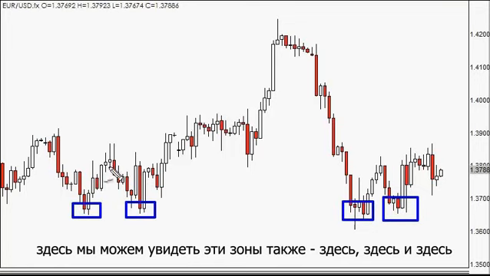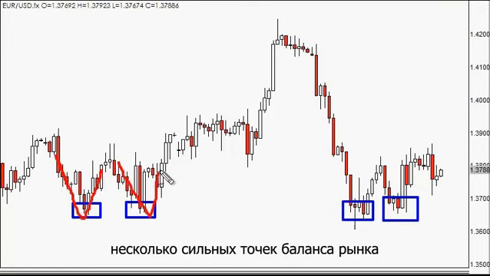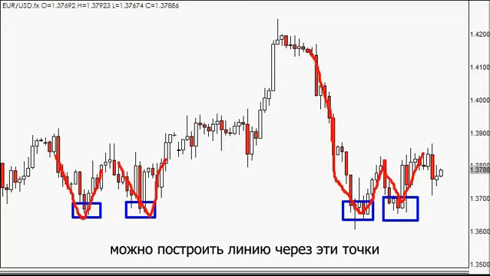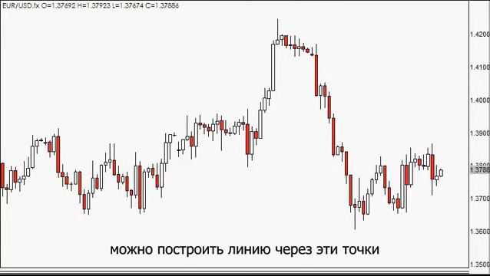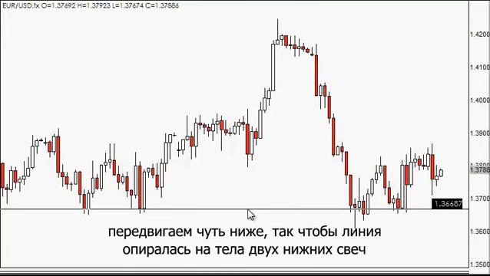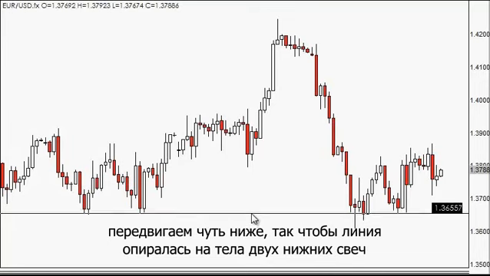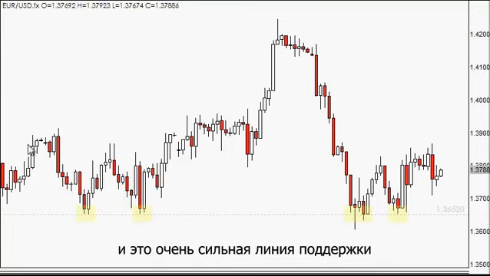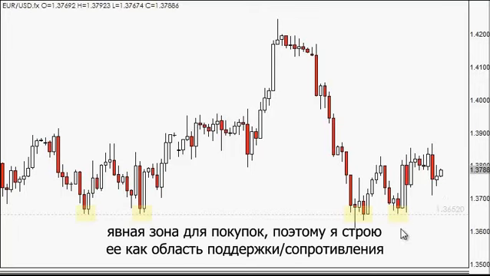Some nice, strong bounces. You can see this one's a very strong one. Starts up here, bounces away nice and strongly. These all kind of line up, so we'll throw a line there. We could move it down a bit so it rests on the bodies of these two candles. And that looks quite strong. I mean, it has 4 pretty much direct bounces from the line. It's a nice strong buy area, an area of support. So I'm going to place this as a support resistance area.